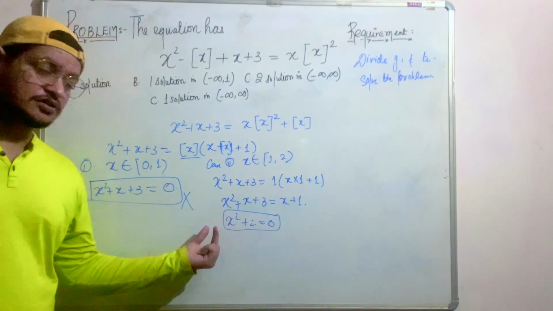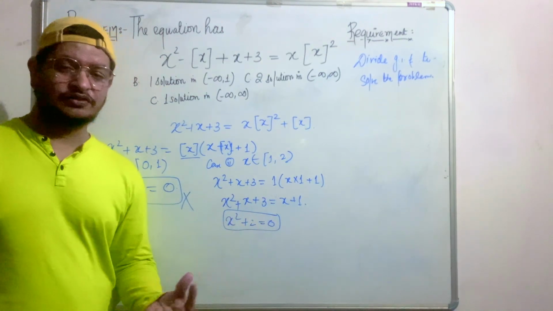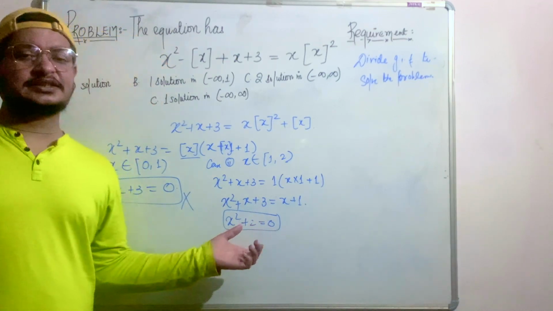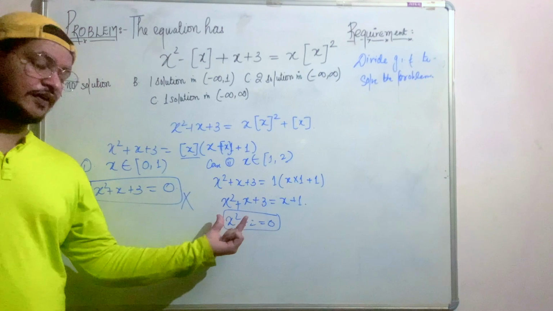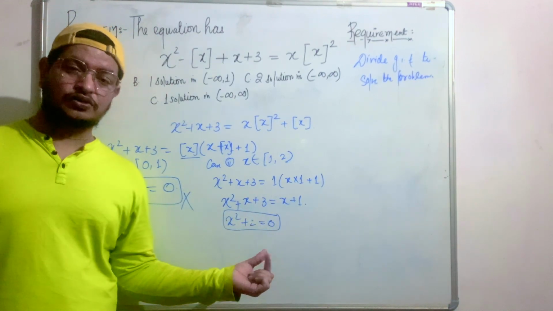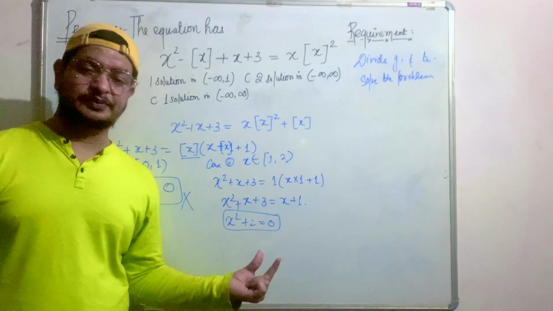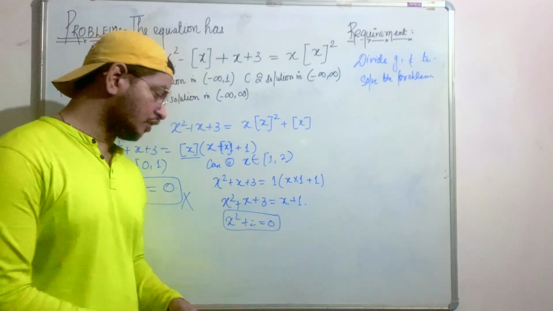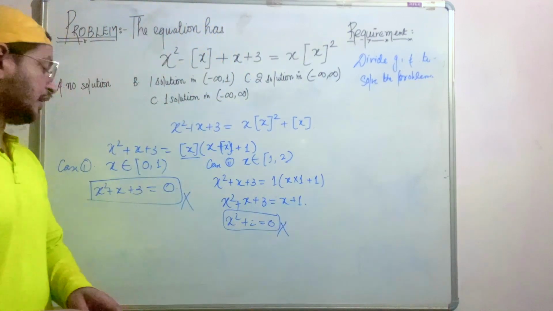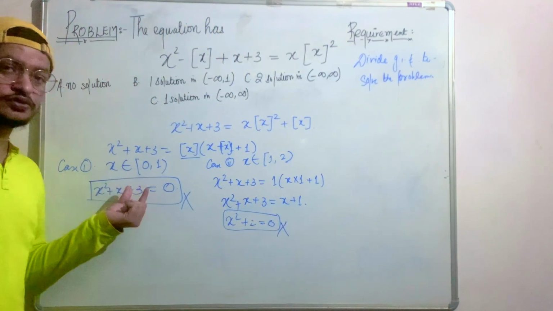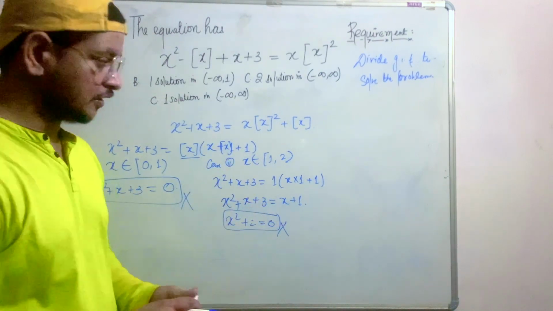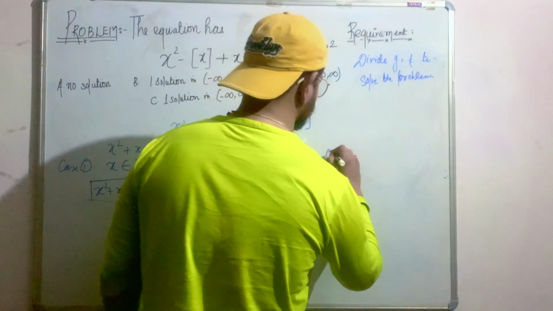Why? Because x square is a positive value. The least value that you will get for x square is 0. And 2 is a positive value. If I am adding two positive values, we can't get the least value as 0. The least value will always be equal to 2. So this is not equal to 0, so this is also not possible. So if x belongs to 0 to 1, not possible. x belongs to 1 to 2, not possible. Now let's move on to the third case.